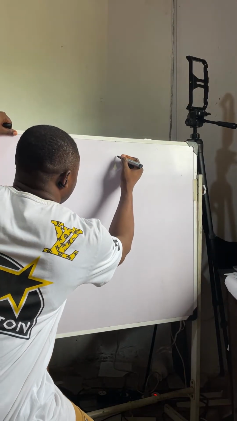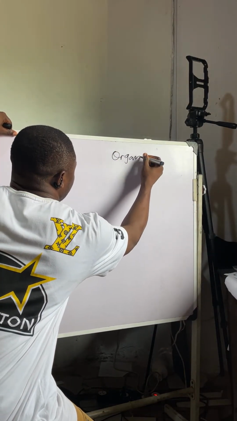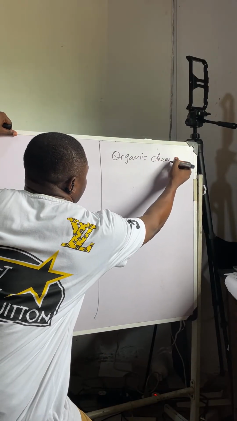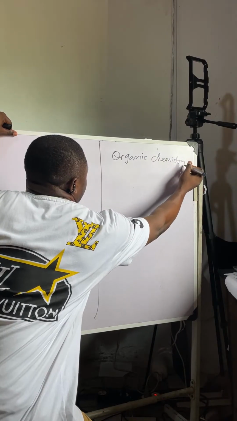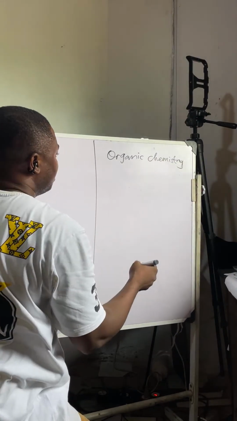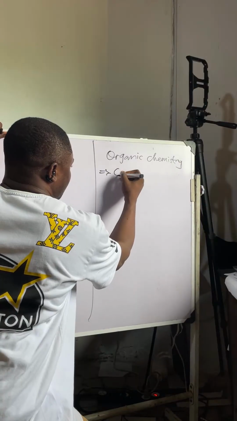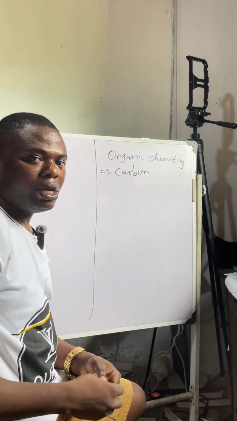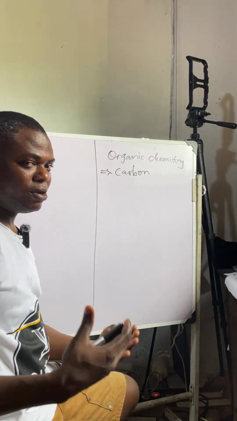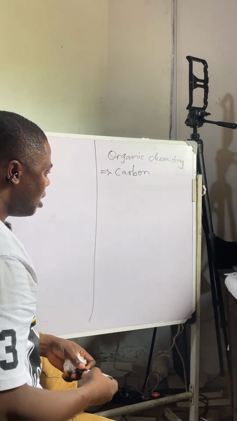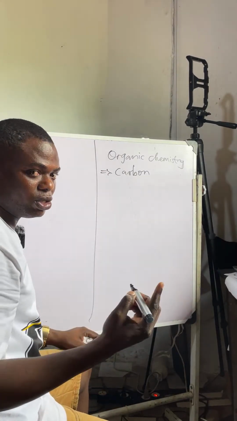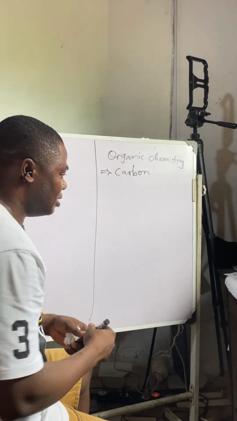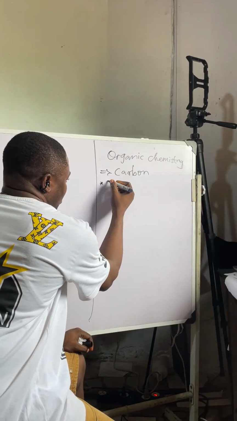Whenever we talk about organic chemistry, it is all about carbon. It is a chemistry study of carbon compounds, with few exceptions of certain compounds of carbon. And what are those compounds of carbon that are an exception to what organic chemistry encompasses? One of them is what we call the what?